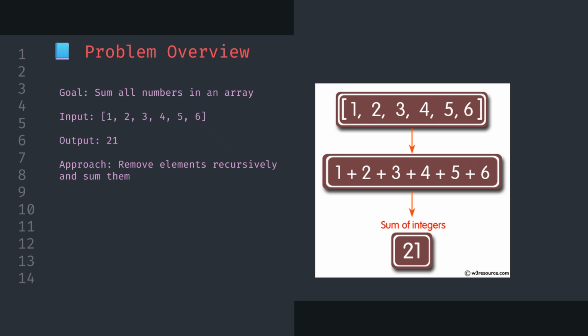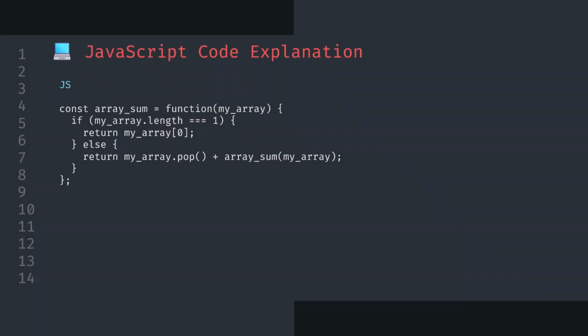Let's dive into the JavaScript code that does this. We define a function arraySum that takes in an array as input. If the array has only one element left, we return it. Otherwise, we pop the last element and add it to the sum of the remaining array. This repeats until the base case is reached.